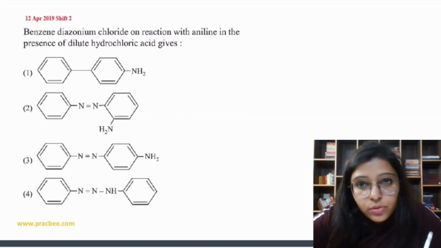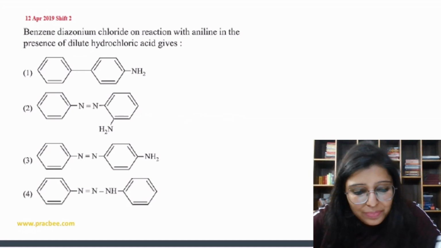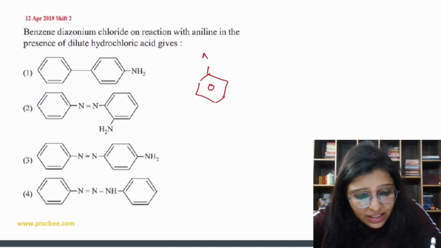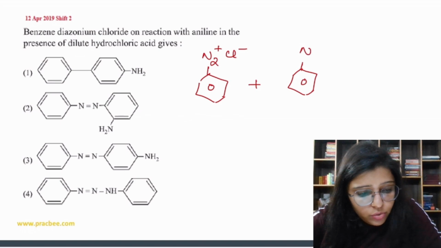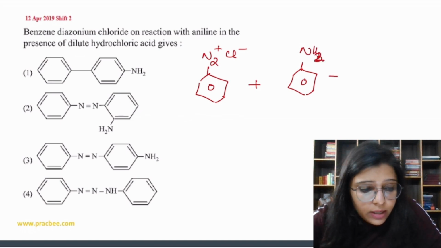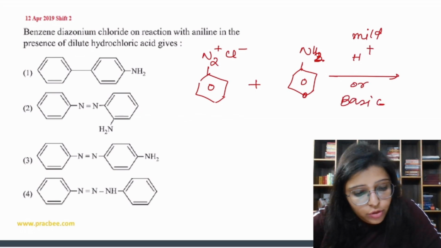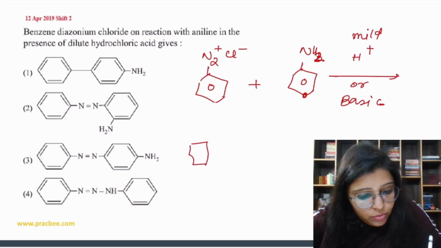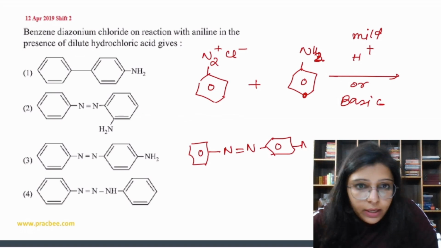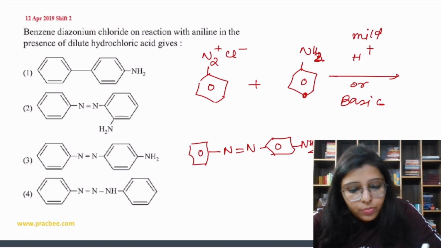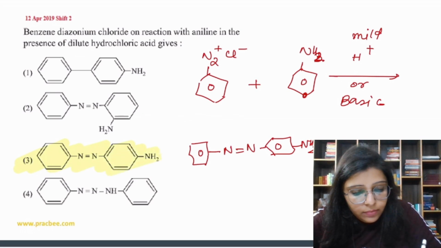Okay. Now next question. Benzene diazonium chloride on reaction with aniline. Simple coupling reaction. With NH2, the reaction can happen in mild acidic medium or in basic medium. It can happen. Okay, the para position is free. So what are we going to write? We are going to write N double bond N and here we write NH2. So this is option 3 as the correct answer.